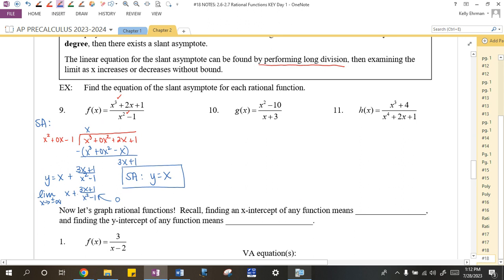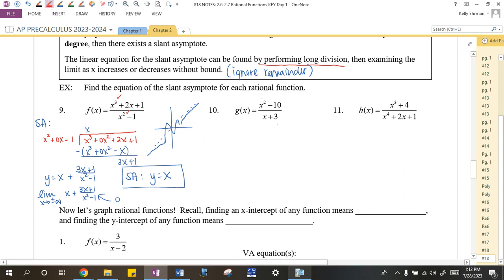So the limit as you approach infinity or negative infinity would be this x value, whatever number you're plugging in, plus essentially some really small fraction, close to 0. So for that reason, we say basically ignore the remainder. And when you do long division, just write down the quotient that's at the top, but not the remainder. So this would have the line y equals x as its slant asymptote, which means whatever the graph does in the middle, eventually, maybe there's some fluctuation here, eventually it follows the behavior of that slant.